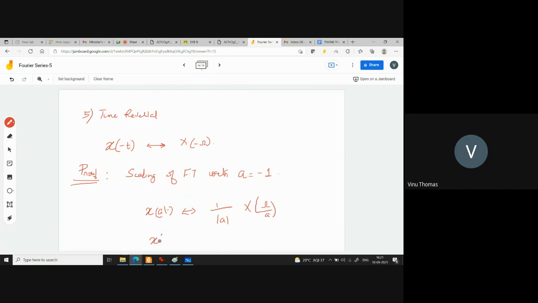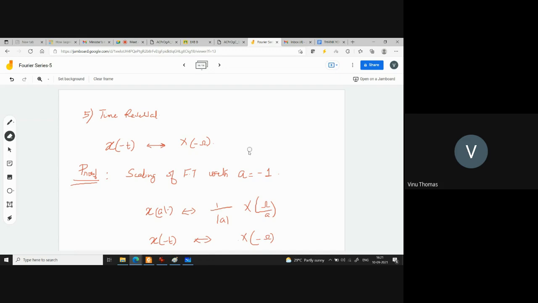So this becomes x of minus t is Fourier transform to what? 1 by modulus a is 1 by modulus of -1. So this is 1 itself. X of omega by -1 is X of minus omega. So x of minus t is Fourier transform to X of minus omega. So this is the time reversal property of Fourier transform.